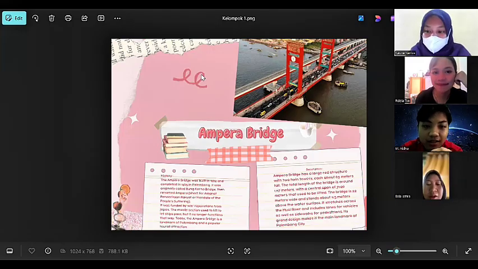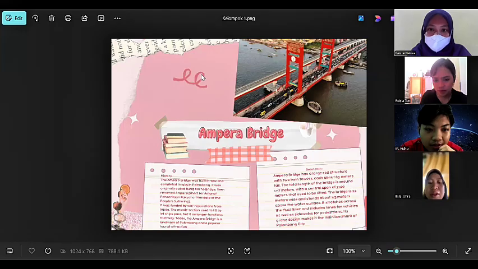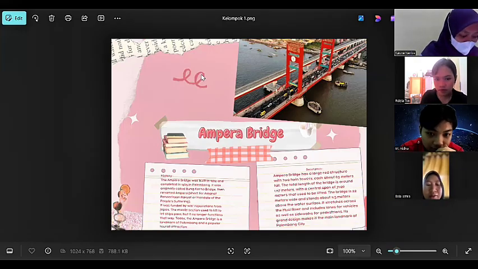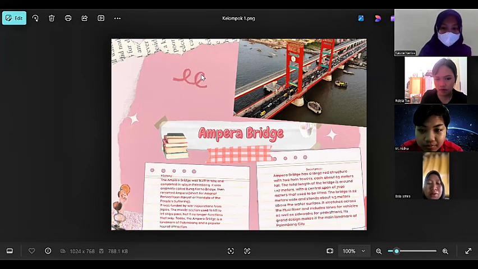Please just read it. Ampera Bridge has a large red structure with two twin towers, each about 63 meters tall. The total length of the bridge is around 117 meters.